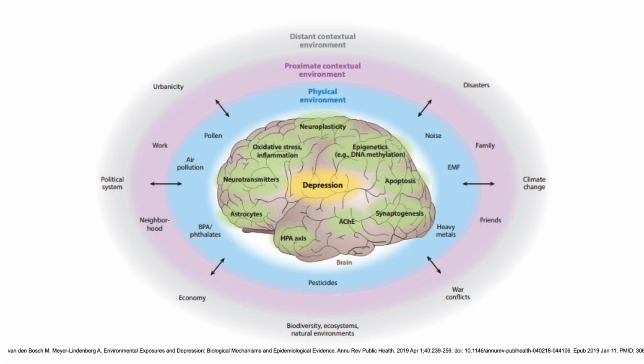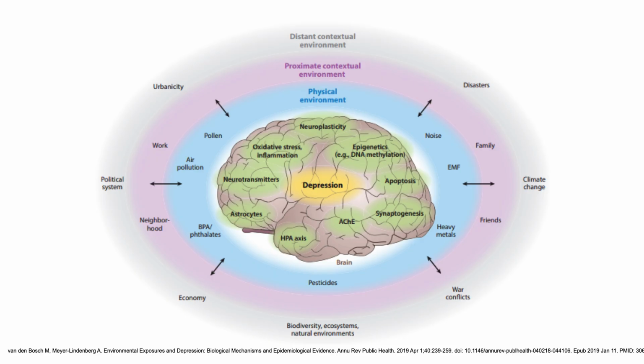This is a picture from a study, I know you can't even read it. It says environmental exposures and depression, biological mechanisms, and epidemiological evidence. And I love this because it takes in a lot of things that we're talking about here. If you can see, there are things in the far periphery. It says distant context environment. And we have the little pink ring here, which says proximate contextual environment. And then the physical environment is the blue. And then we have all these different aspects of the brain itself. And here in the center, the nodulus area is depression.